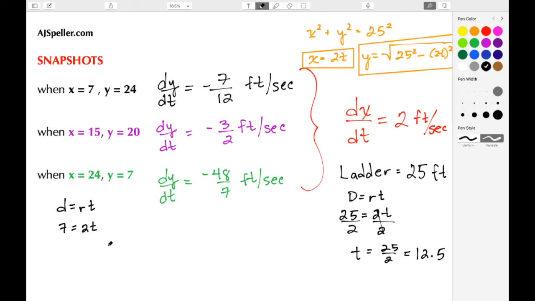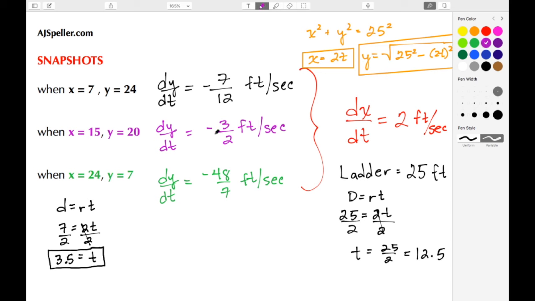And we're going to put in t for time because that's what we're trying to figure out. We take half of both sides. Now we've isolated it, so now we have t is equal to 7 over 2, or half of 7, and half of 7 is 3.5. So we're going to use this value later when we go to calculate dy/dt.